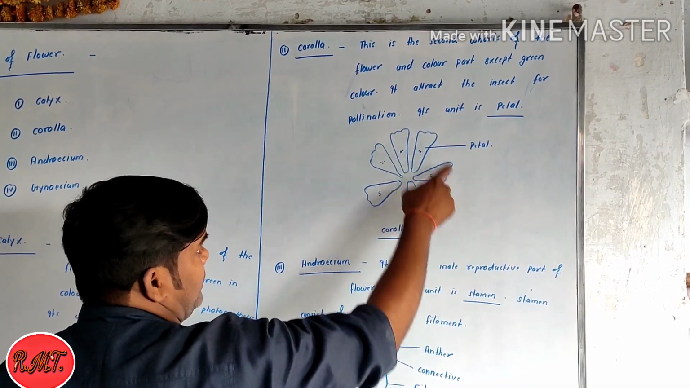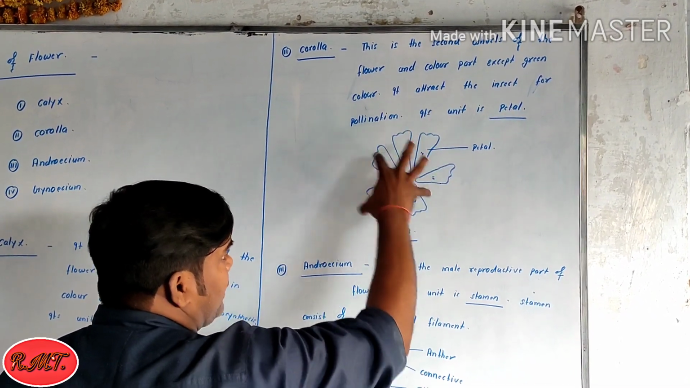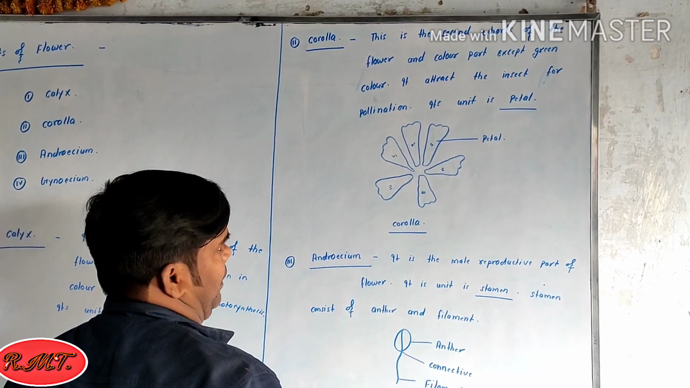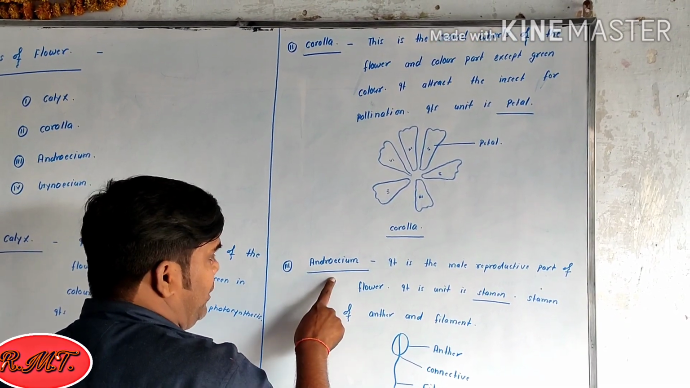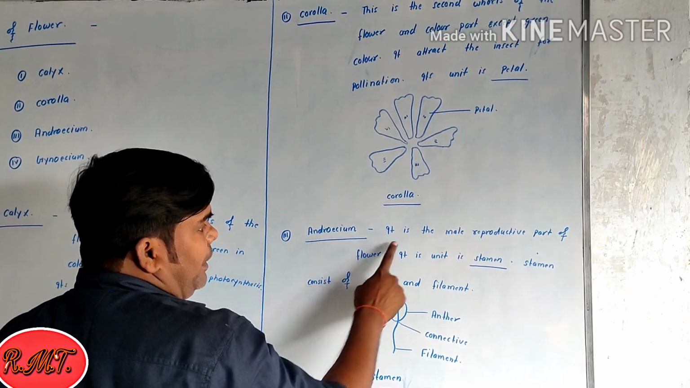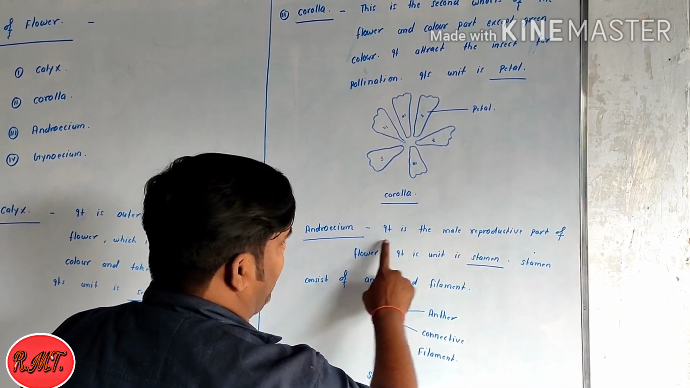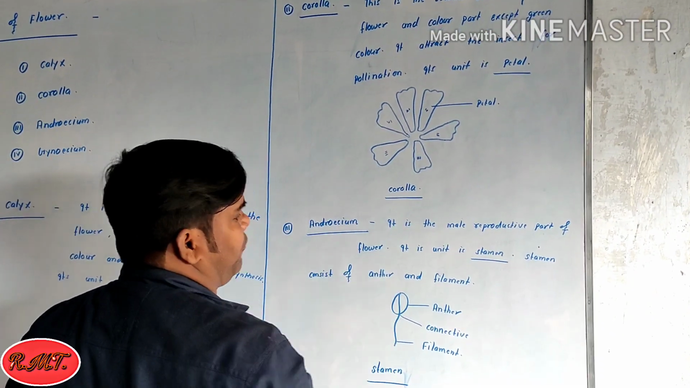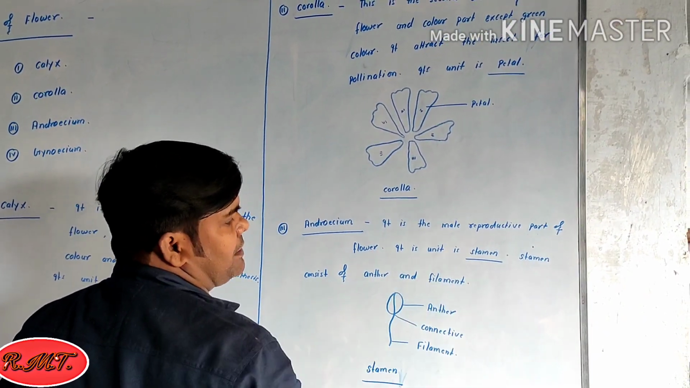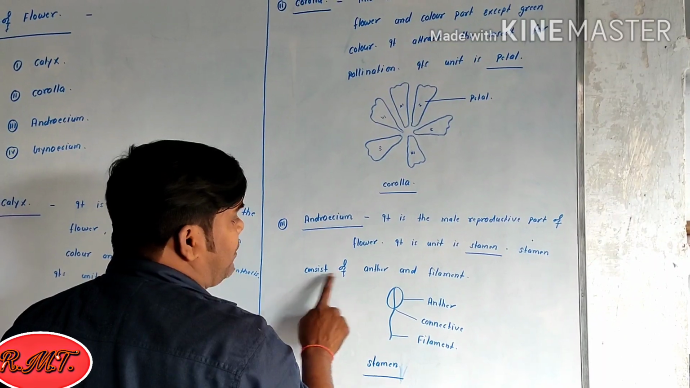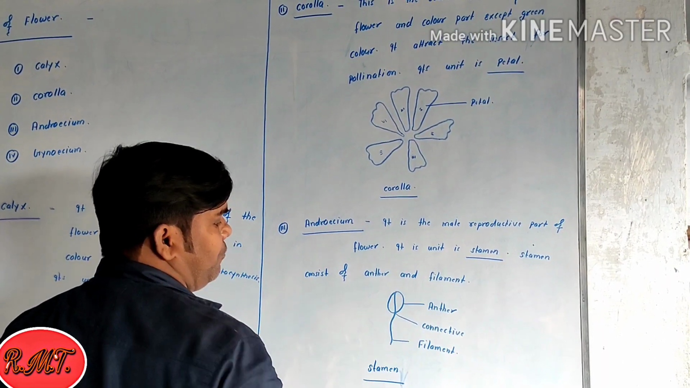Now there are different petals, and these petals combine to form a corolla. Now the androecium. Androecium is the male reproductive part of the flower. Its unit is known as stamen, and a stamen consists of anther and a filament.